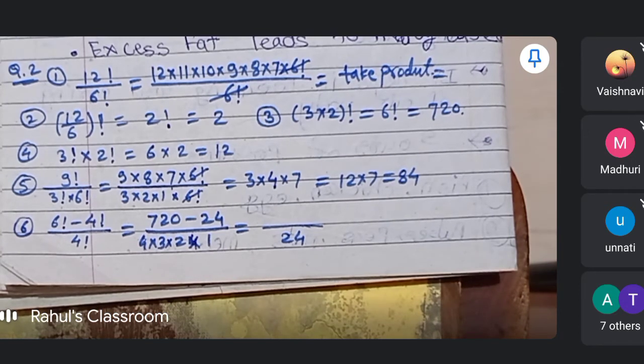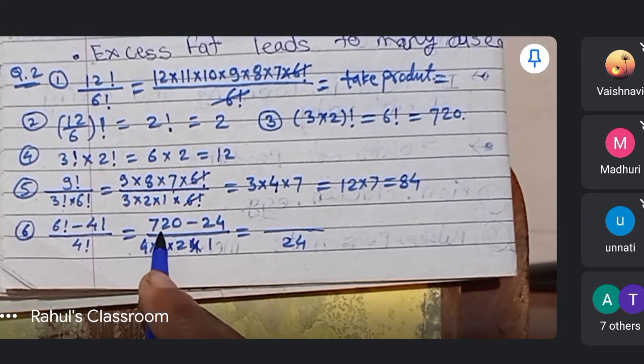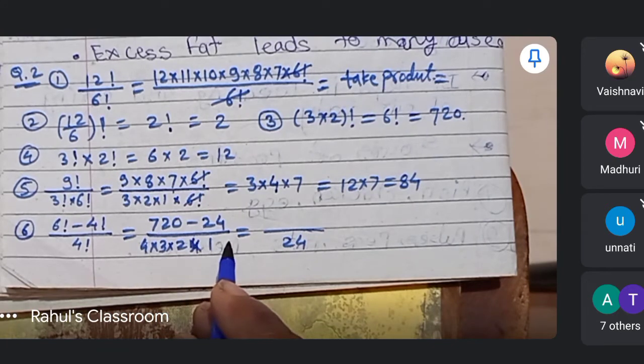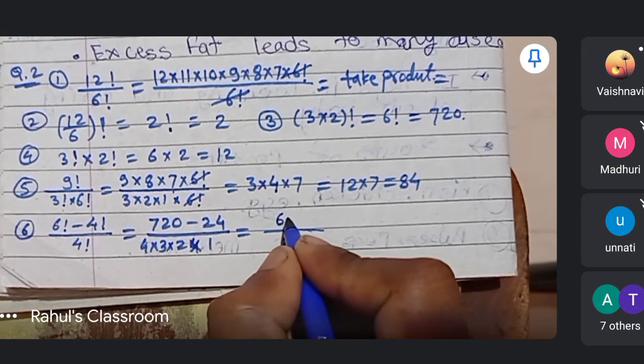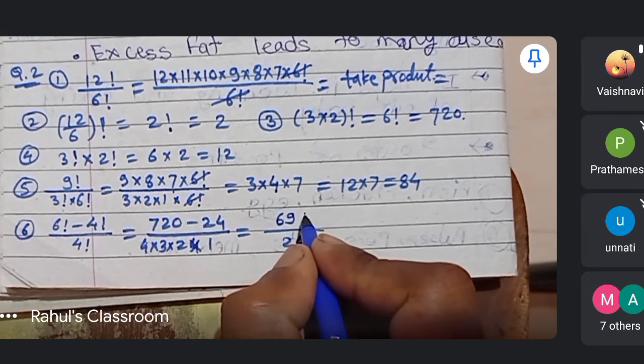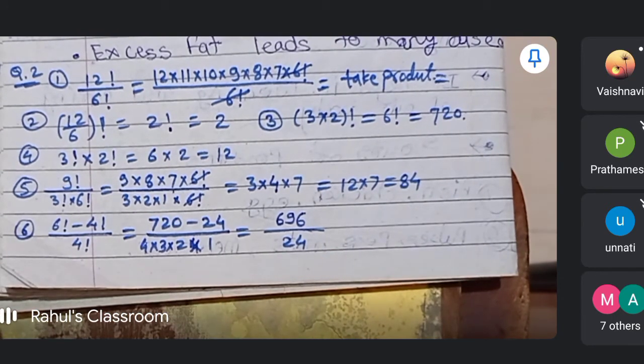Athrva Godke, Aditya Jadhav, 720 minus 24. Vaishnavi, how much? Prathamesh, very good, 696.